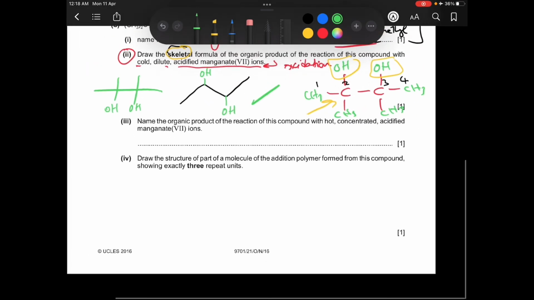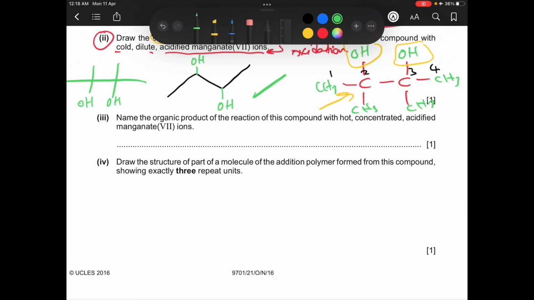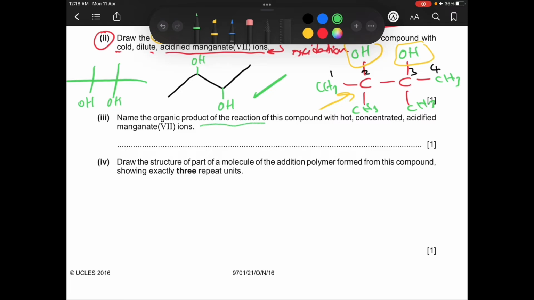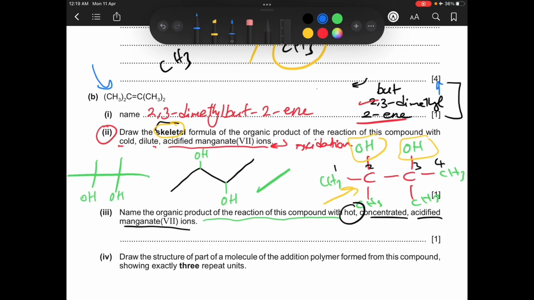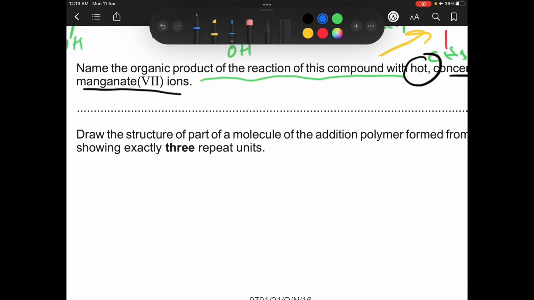Okay, so let's go to part (iii). It says to name the organic product of the reaction of this compound with hot concentrated acidified manganate. So we're doing here the opposite: hot, concentrated, acidified. In this case, the compound will be fragmented into different parts. How can I deal with that? All right, so you have C, and it has CH3, CH3, CH3, CH3. Once you make oxidation under these harsh conditions, the bond will be broken from the middle.